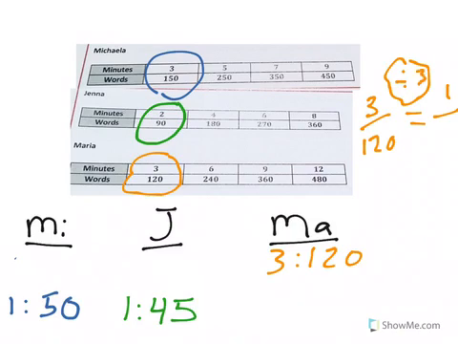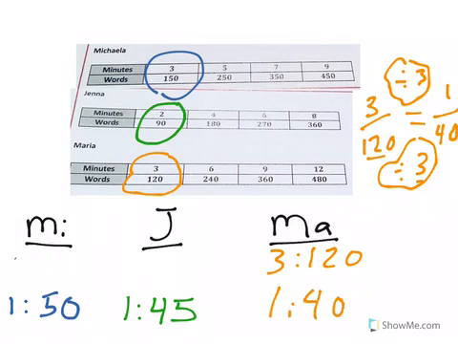3 divided by 3, I know is going to give us 1. Well, operation on top, on the numerator, do the same operation on bottom for the denominator. 120 divided by 3, 12 divided by 3 is 4. Bring over the 0. In 1 minute, she types 40 words.